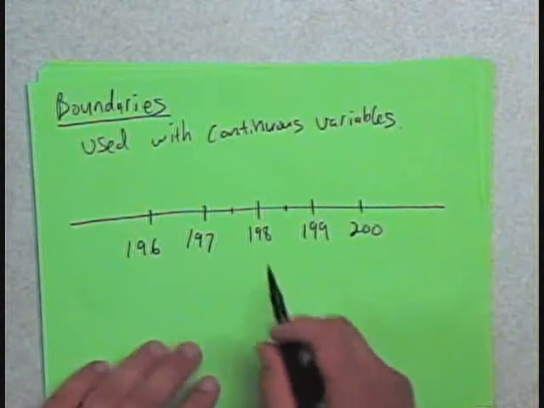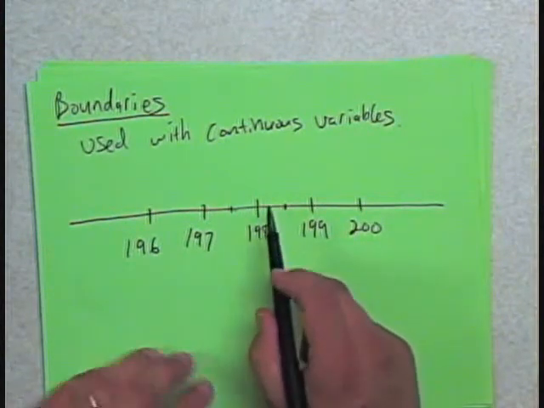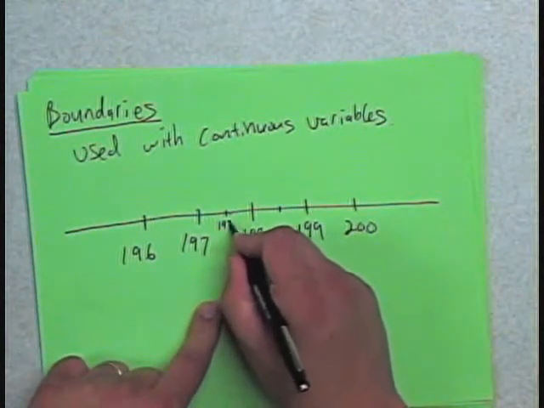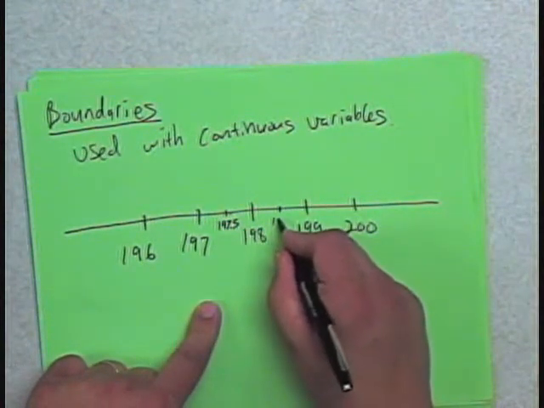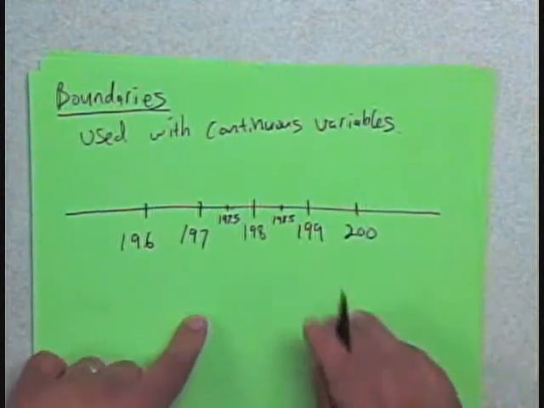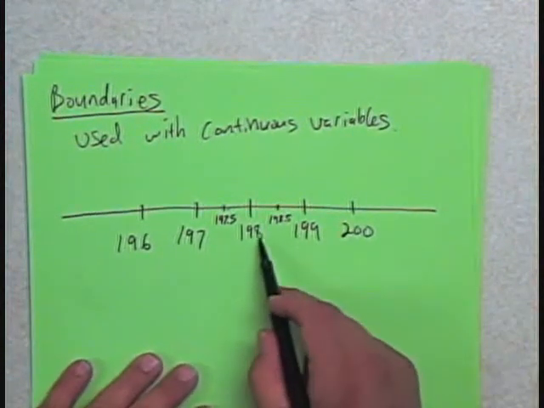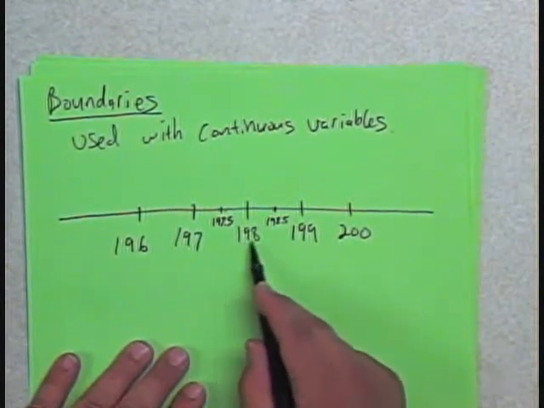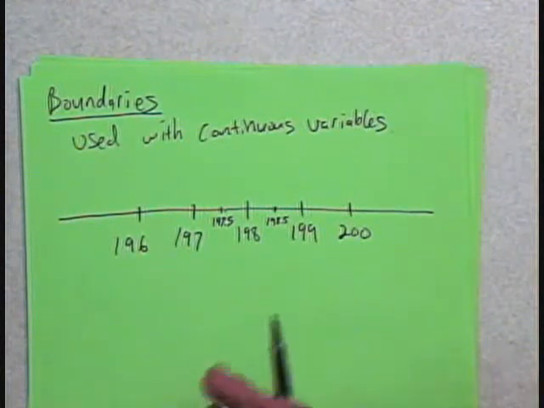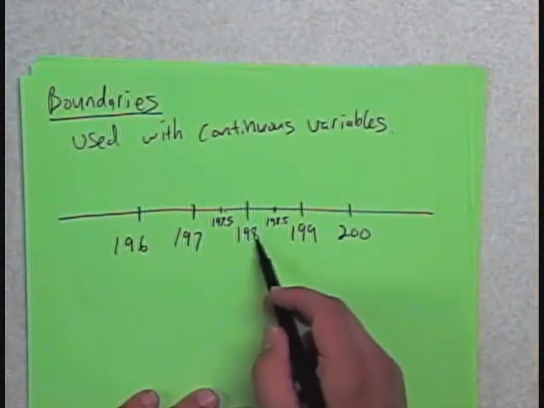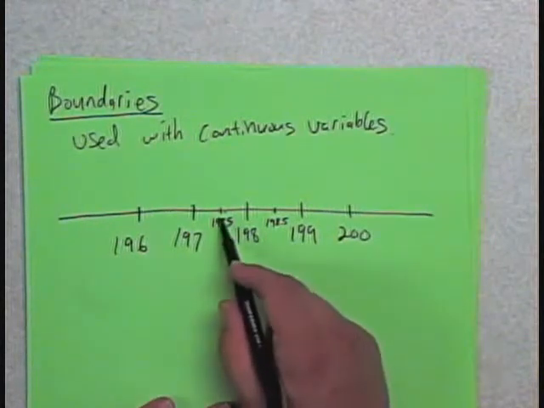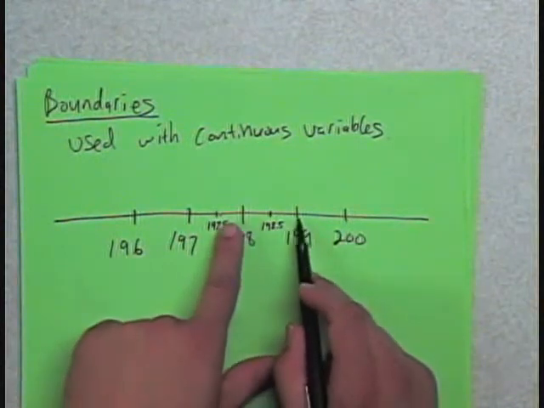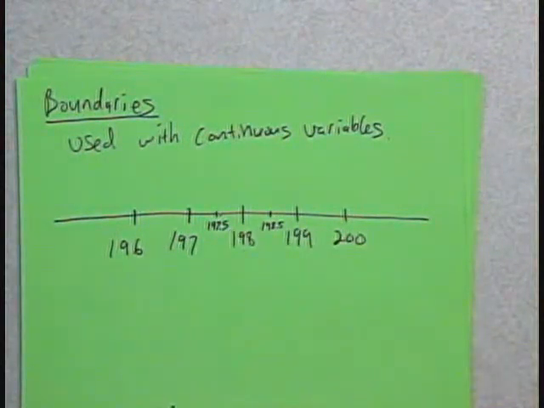What it means here is that we're probably somewhere in this range. Okay, these are the boundaries for 198, and this one would be 197.5, and this would be 198.5. And these two numbers are the boundaries for 198. If I'm in that range, okay, then I'm going to say I'm 198 pounds. To the nearest pound, I'm 198 pounds.